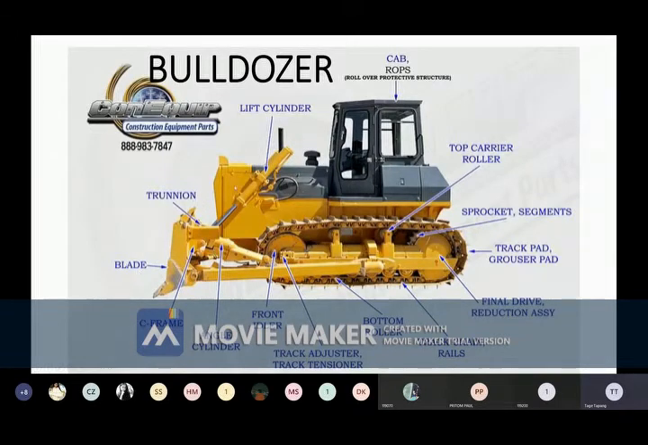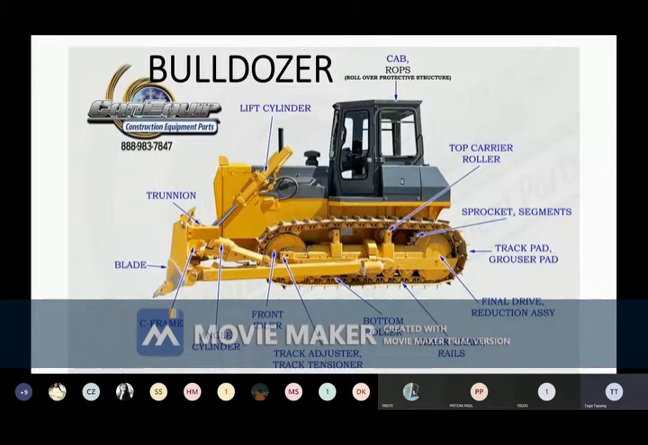All the crawler tractors, whether it is a bulldozer, excavator, trencher or digger, these portions remain the same. The engine and the wheel or track types remain the same. This is the working portion. This only you have to alter. In the case of a bulldozer, we have this huge blade. This blade is used for pushing the earth material.